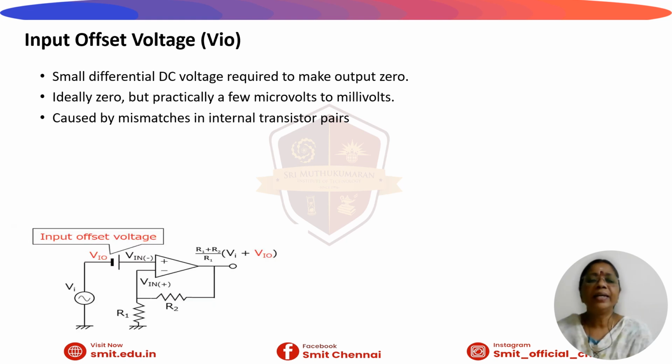The internal diagram of the op-amp is used to illustrate this, for example, μA 741. As in the diagram, a small amount of voltage is given at the non-inverting terminal to make the output voltage 0 for 0 input voltage in case of voltage follower. The small amount of voltage is known as the input offset voltage.